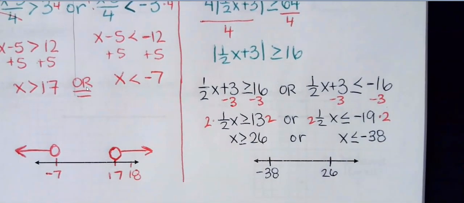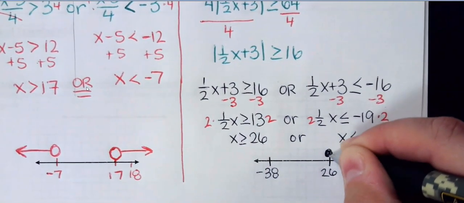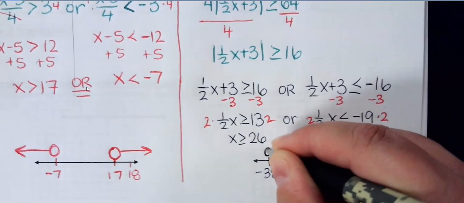Okay, both of these circles, when I put them on here, are they going to be open or closed? Closed, right? Okay, because I've got a greater than or equal to, less than or equal to. So 26 is a possible answer. Negative 38 is also a possible answer.